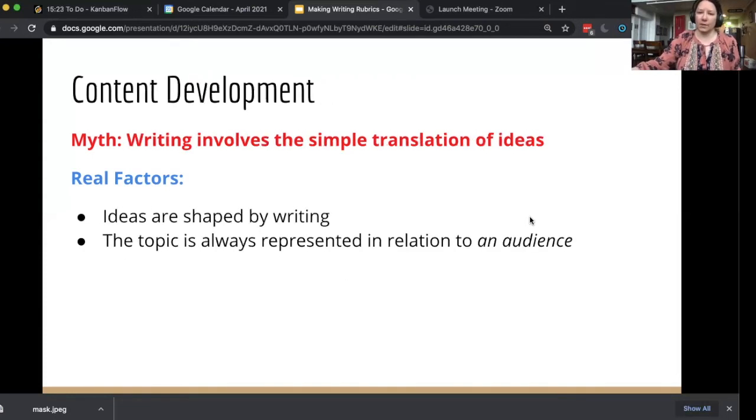Content development. So this is where ideas come in and the content of the paper, which is always going to be important. But I think there's a myth that writing just involves translating ideas. And instead, we really see that ideas are shaped throughout writing, and the topic is always going to be represented differently depending on who the audience is. And so this is something you want to think about defining for your students and talking to your students about as well.